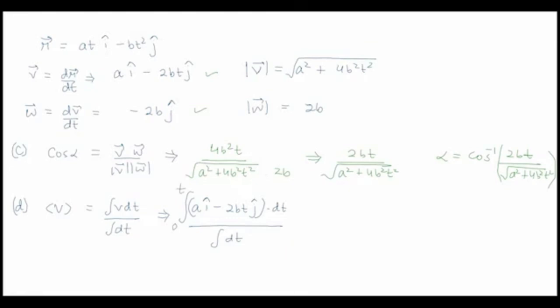The denominator will become equal to t, between 0 and t, and on solving we obtain a i cap minus bt j cap. Now the next portion is to calculate the magnitude of this average velocity. The magnitude of this average velocity is the square root of a² plus b²t². So this is the answer to the last part. With this we have solved the first one.